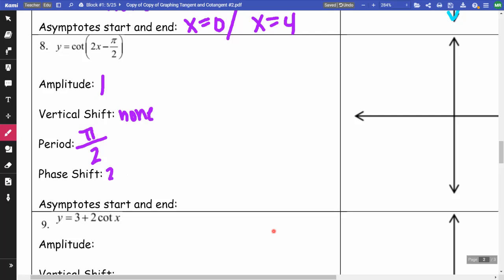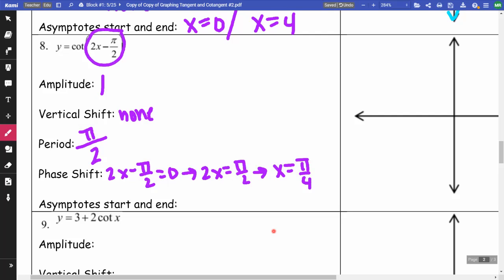My phase shift, if I take this and I set it equal to 0, I get 2x is equal to pi halves, and I divide by 2, I get x is equal to pi fourths. So I'm going to start at pi fourths. If I take this and I set it equal to 0, that is going to be the start of my graph. Well, I've already actually done that. So my start of my graph is going to be at pi fourths.